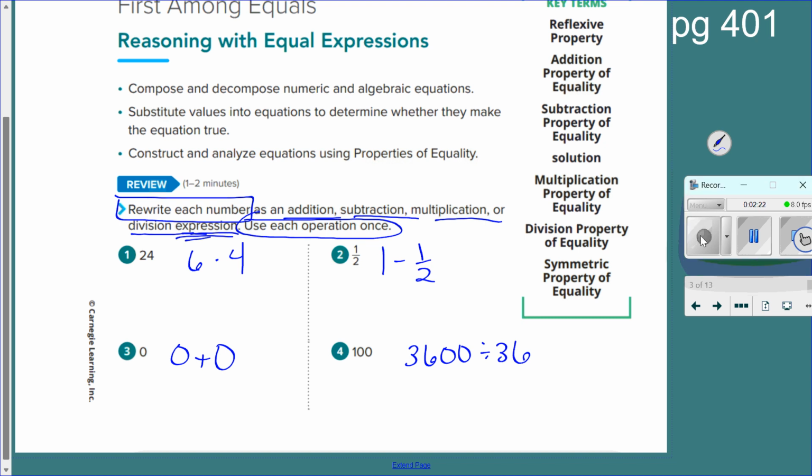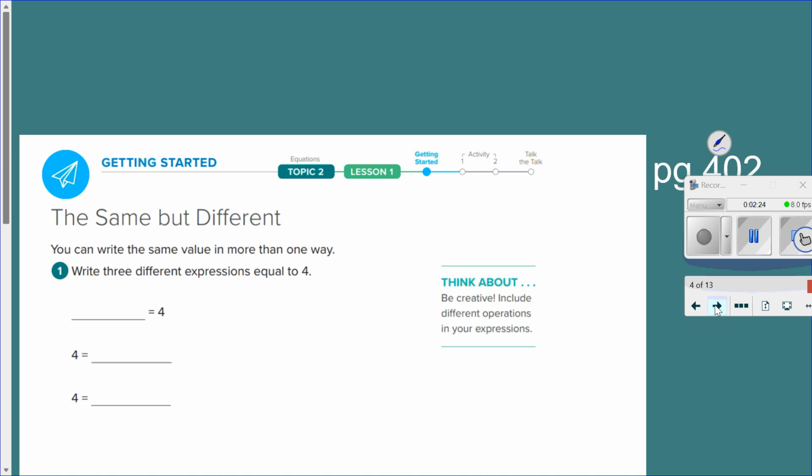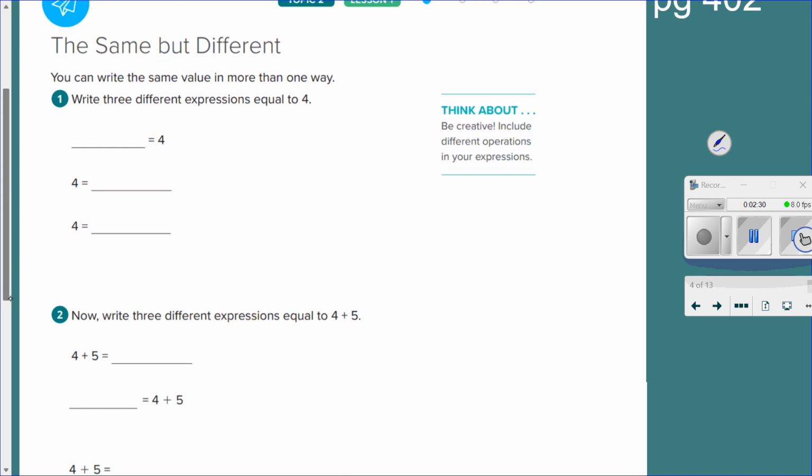All right, guys, let's look at the next page. All right, this is very much like the review we just did. We're going to find problems that equal these answers. So it says, write 3 different expressions to equal 4. So who can tell me an expression that will equal 4?